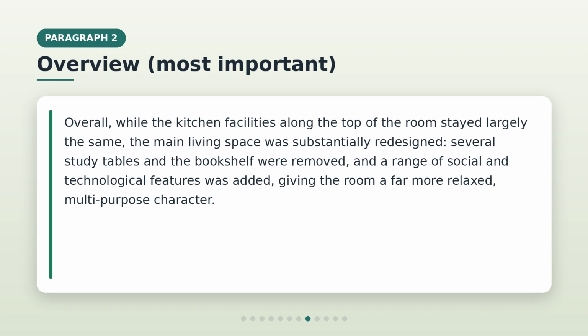The overview is the most important paragraph. Overall, while the kitchen facilities along the top of the room stayed largely the same, the main living space was substantially redesigned. Several study tables and the bookshelf were removed, and a range of social and technological features was added, giving the room a far more relaxed, multi-purpose character.